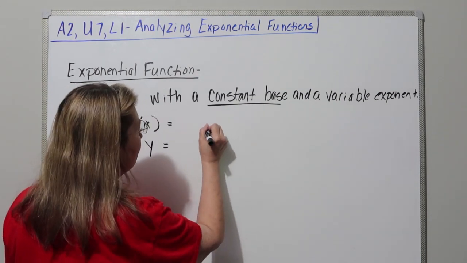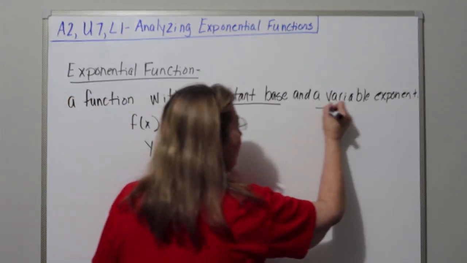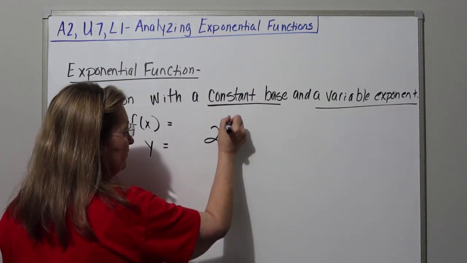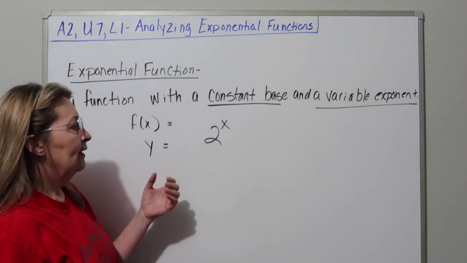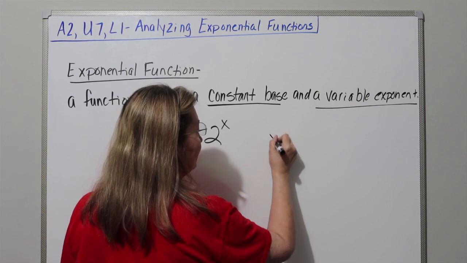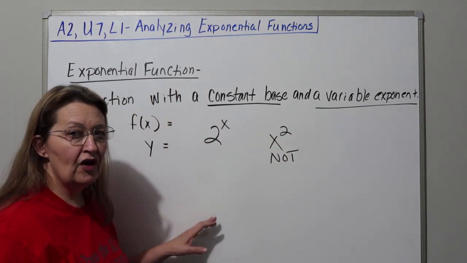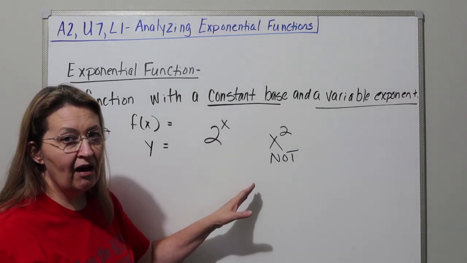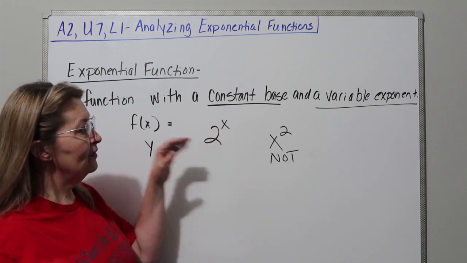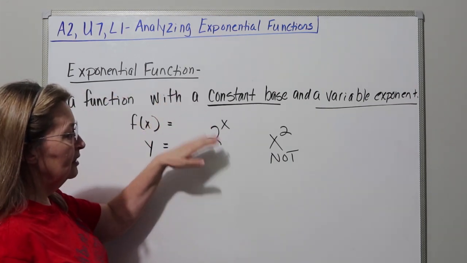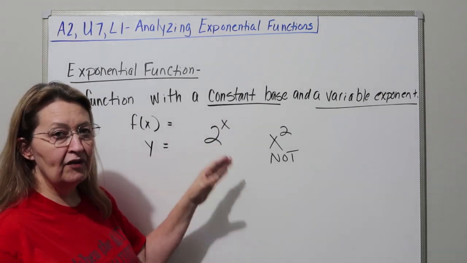So if I've got a constant base, let's just say 2, and a variable exponent, this would be an exponential function. Versus if I have x to the second power, this is not an exponential function because my base is not a constant and my exponent is not a variable. So all you have to do to determine that it is an exponential function is make sure that your base is a number and your exponent is a variable.